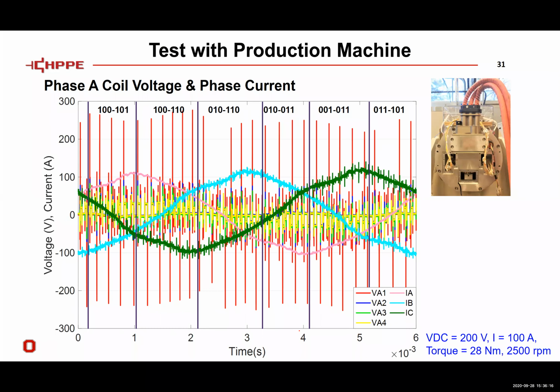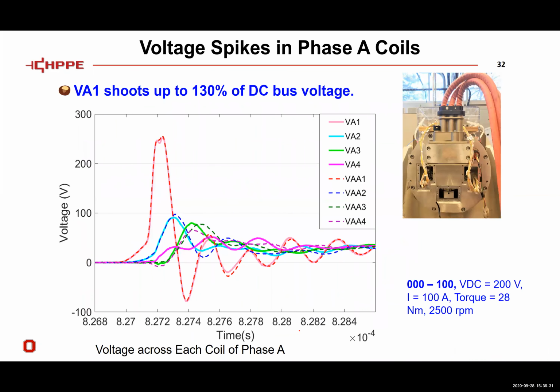Okay, so this shows the phase A coil voltage and three-phase currents over one fundamental cycle. So we'll look at the details next. On the production motor, we see similar patterns to what we have seen in the lab. For example, when the phase A switching status goes from 0 to 1, we also see the first coil of phase A has the highest voltage overshoot here.